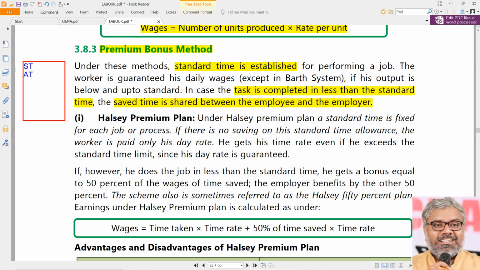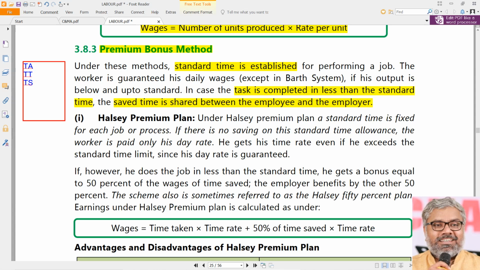There is actual time. Standard time is there. Actual time is there. That means there is a time that is saved. Or we can use these words: time allowed, we can call it standard time, and time taken, popularly we can call it actual time.